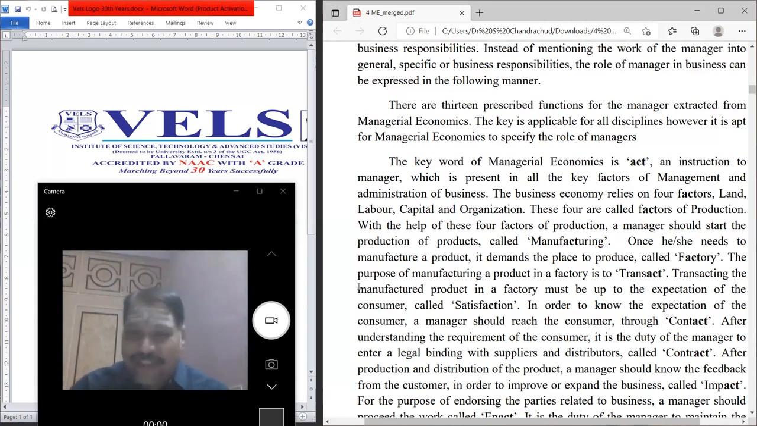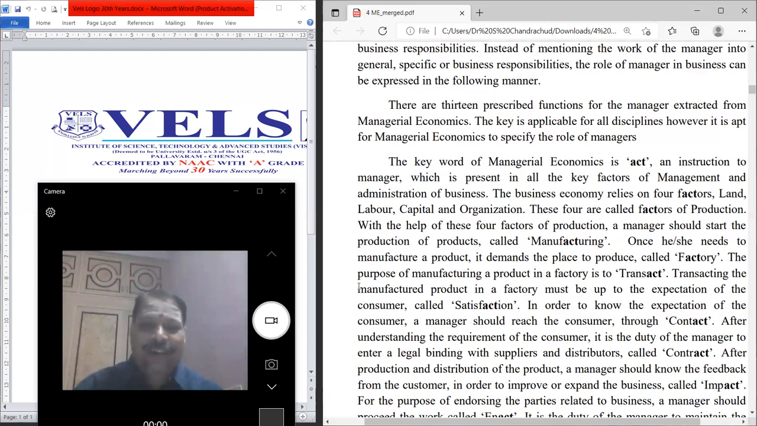The purpose of manufacturing the product in a factory is to transact. You can see the word TRANSACT. Transacting the manufactured product must be up to the expectation of the consumer. How can we call it? It is called customer satisfaction. See the spelling? SATISFACTION. ACT is there.